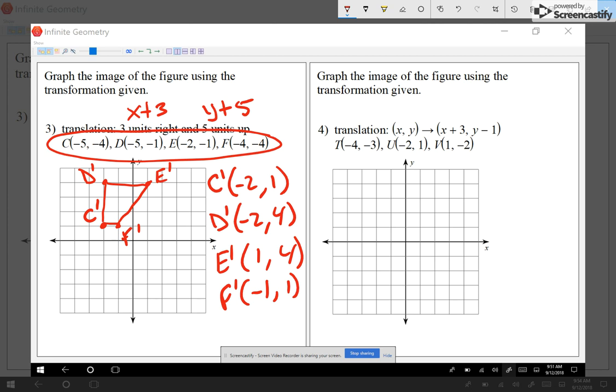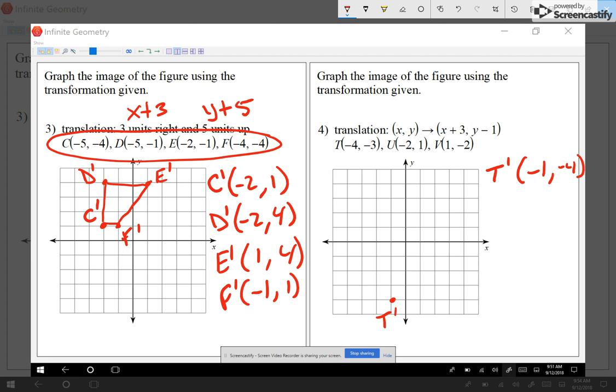And the same thing with number four, but we know that notation, right? 3 units to the right and one down. With number four, we can plot those points in, the ones that we have, and then move everything three to the right and one down. Or we can just find the coordinates. For example, if I'm looking for T prime, my coordinates should be -1, -4, and I can easily plot that one in. And the same thing for the other two, connect them, and we have a figure.